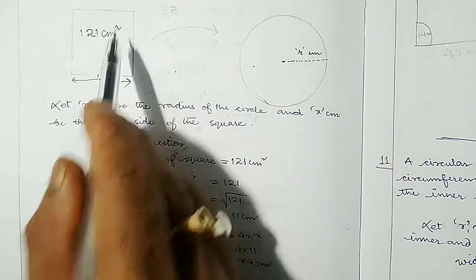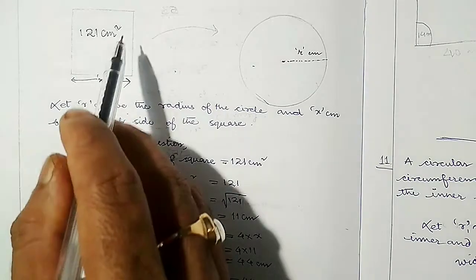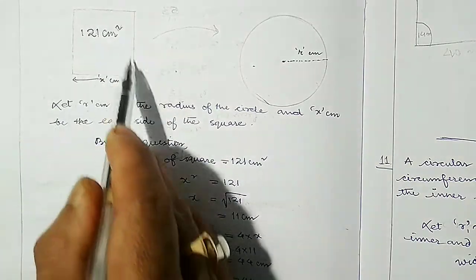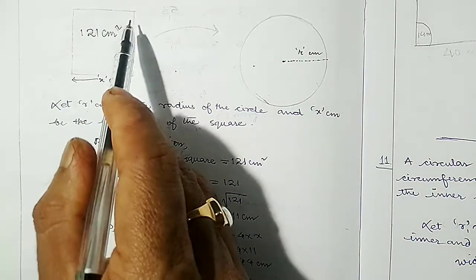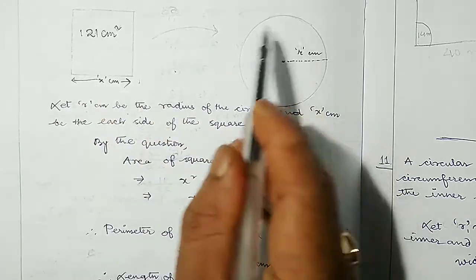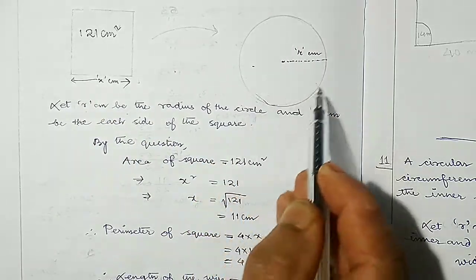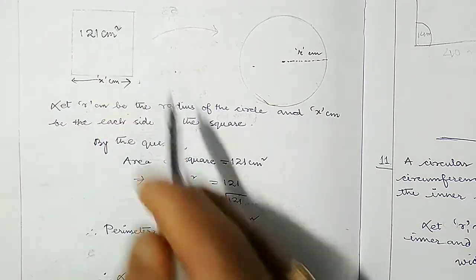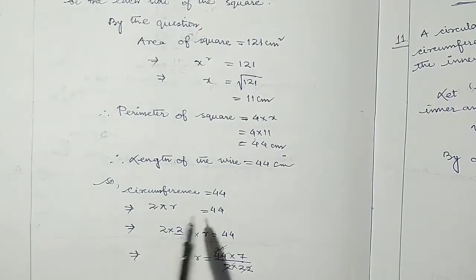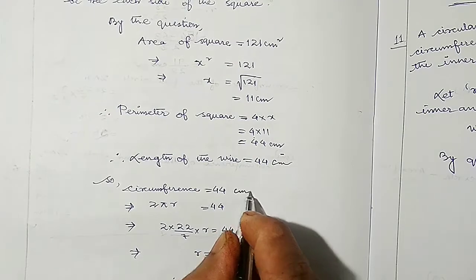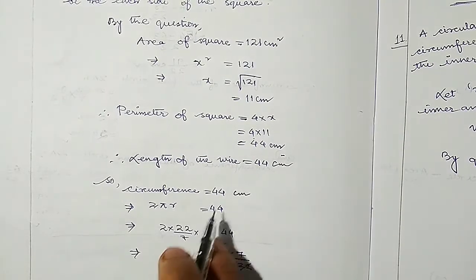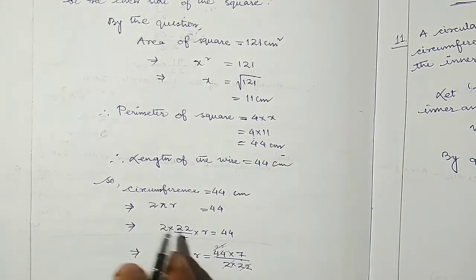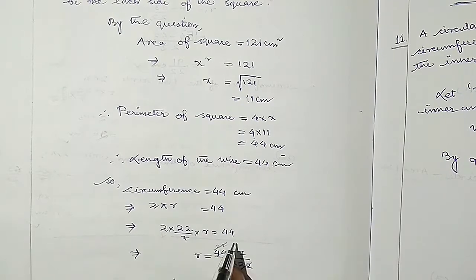So perimeter of the square is 44 centimeter, or we can say the length of the wire is 44 centimeter. Now this wire is bent in the form of a circle, so circumference of this circle must be equal to the perimeter of the square. Therefore circumference equals 44 centimeter. Circumference formula is 2 pi r is 44. So 2 into 22 by 7 into r is 44.